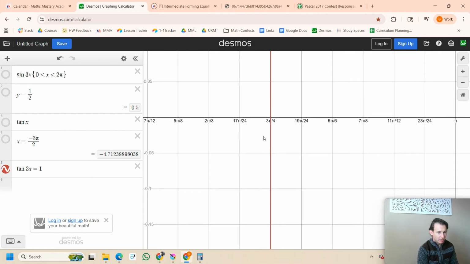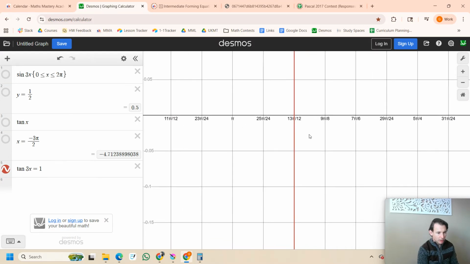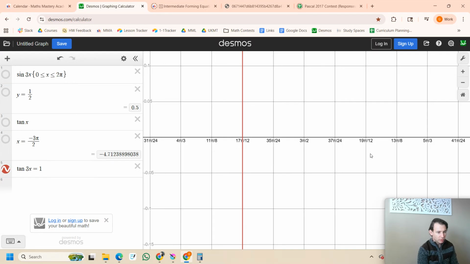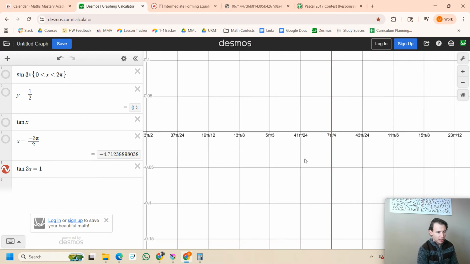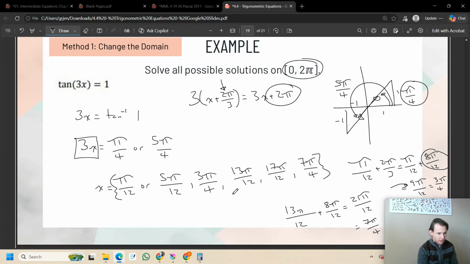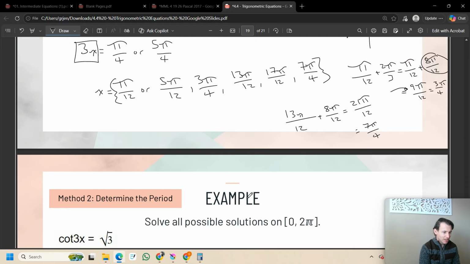There's 3 pi on 4, which we had. There's 13 pi on 12, 7 pi on 12, and 7 pi on 4. And I think that was our last one. 7 pi on 4. Yeah, so they match. So you can also check it that way, just by typing in the question and seeing what it says.